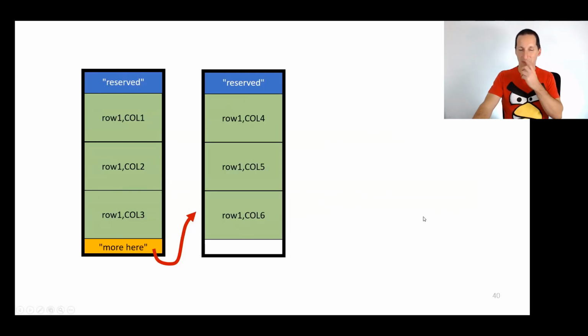Key point here, before we talk about migrated rows, is part of the first few columns are in the first block and the remaining columns are in the second block. And this obviously could continue on further and further.